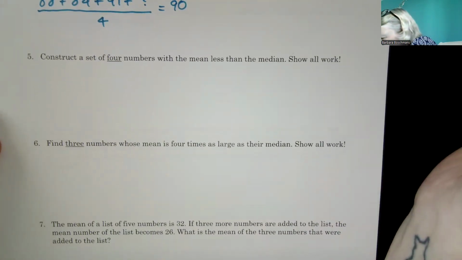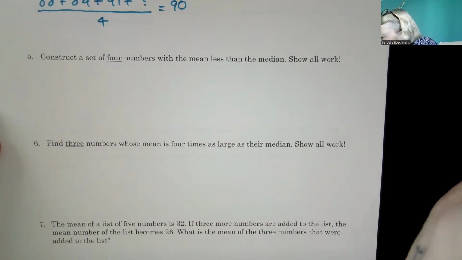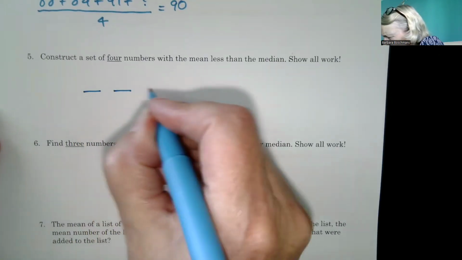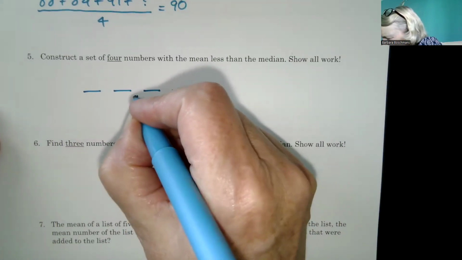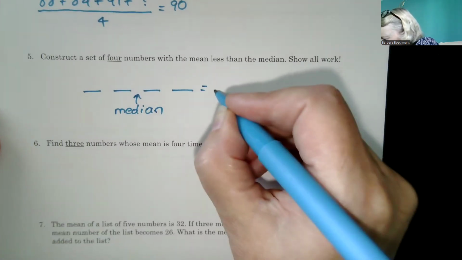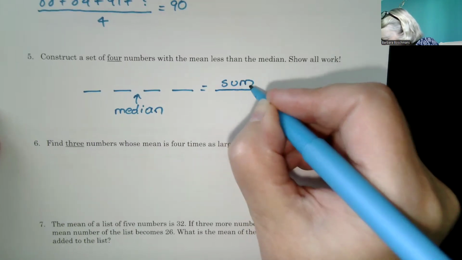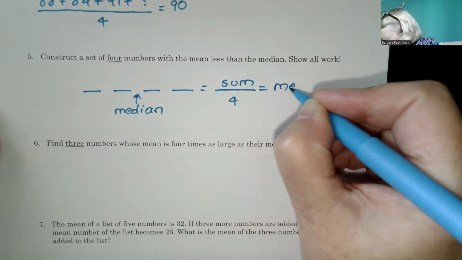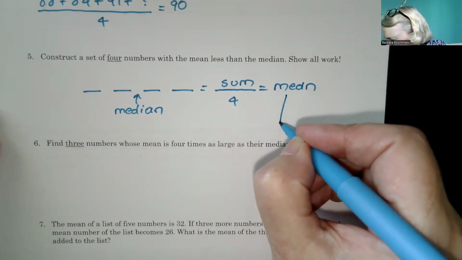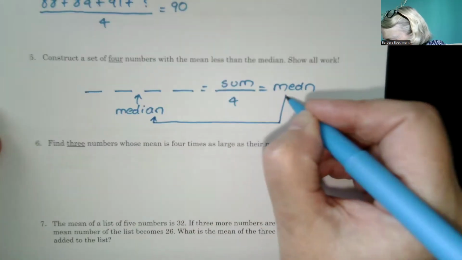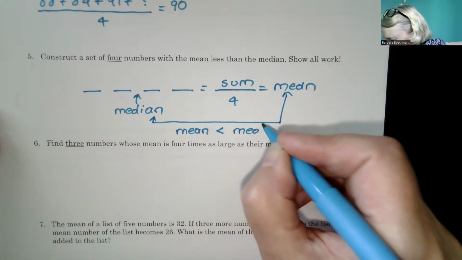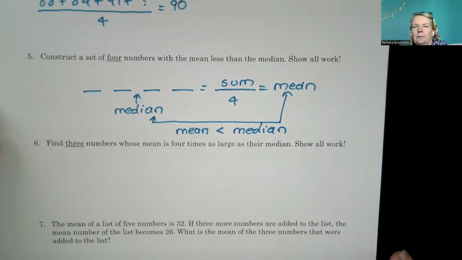Number 5. Construct a set of 4 numbers with the mean less than the median, and you show all work. 1, 2, 3, 4. We know this is the median. We know when we find the sum and we divide it by 4, I get the mean. I want the mean to be less than the median.